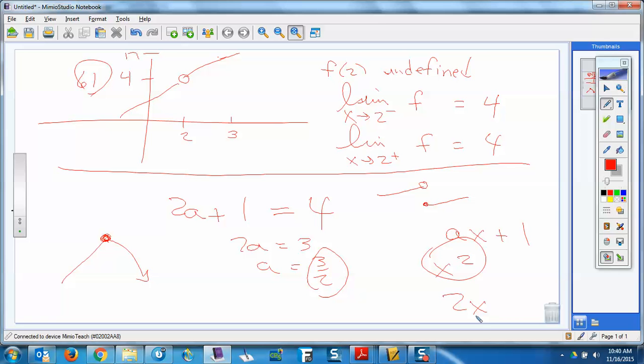Now, what's our x value here we care about? 2. So put a 2 in. 2 times 2 is 4. So the parabola at 2 is going to have a slope of 4. So the line has a slope of 3/2, and when the parabola takes off, it's immediately way steeper at 4. So does the derivative exist? The answer would be no. There'd be a sharp change in direction. That would create a sharp point.